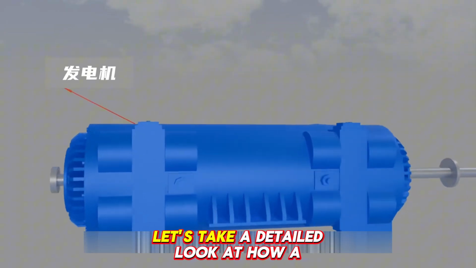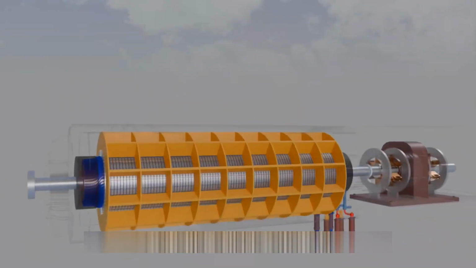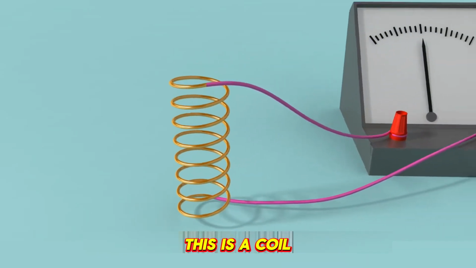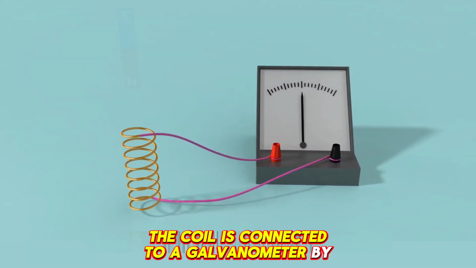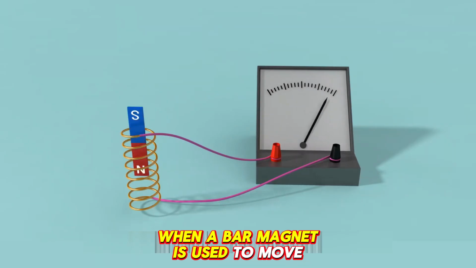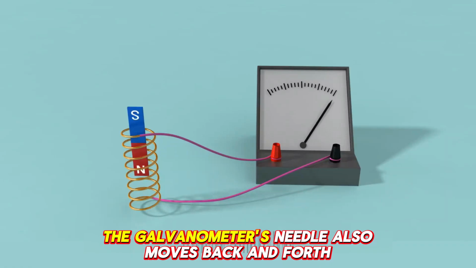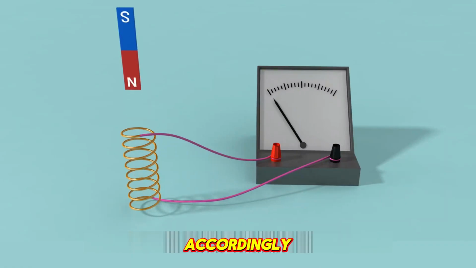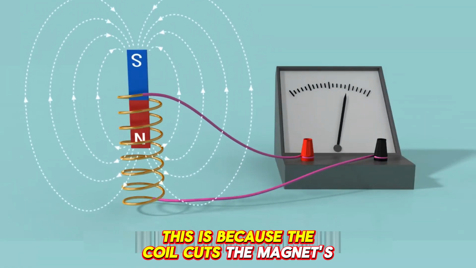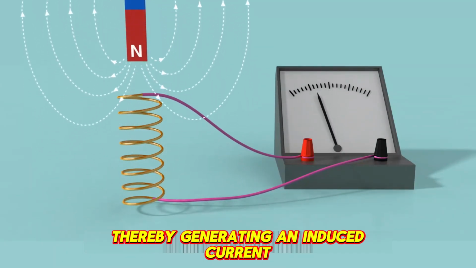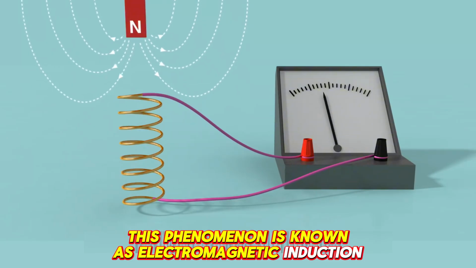Next, let's take a detailed look at how a generator produces electricity. Let's first look at an experiment. This is a coil. The coil is connected to a galvanometer by wires. When a bar magnet is used to move back and forth inside the coil, the galvanometer's needle also moves back and forth accordingly. This is because the coil cuts the magnet's magnetic field lines, thereby generating an induced current. This phenomenon is known as electromagnetic induction.